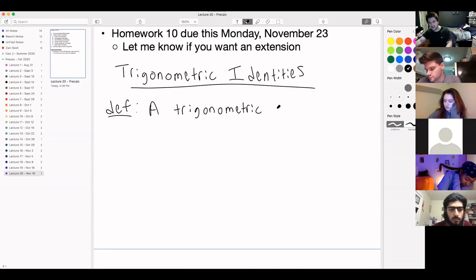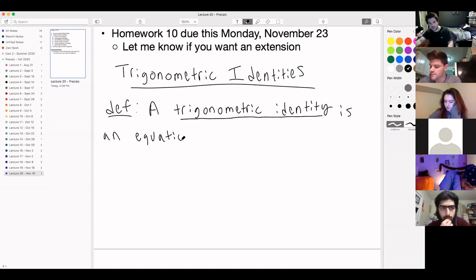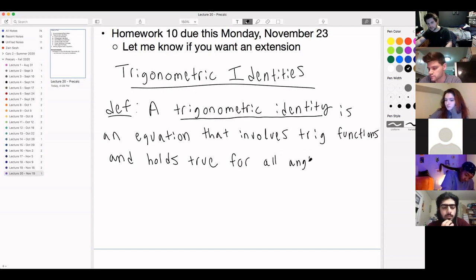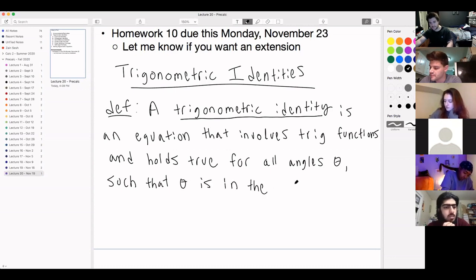A trigonometric identity, I'm going to underline that because that's what I'm defining in this definition, is an equation that involves trig functions and holds true for all angles theta, such that theta is in the domain for both sides of the equation.